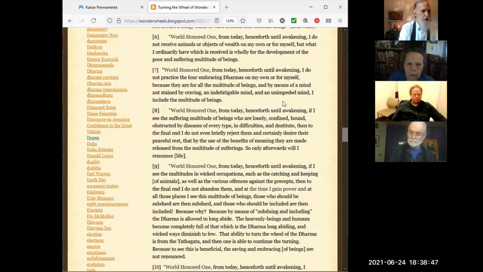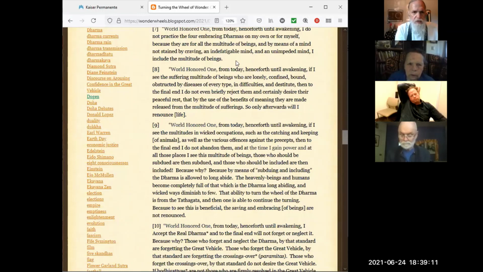But be that as it may, those are the four ways of embracing and sharing the Dharma, keeping clear of these three kinds of mind, and in that all beings are included without exception.